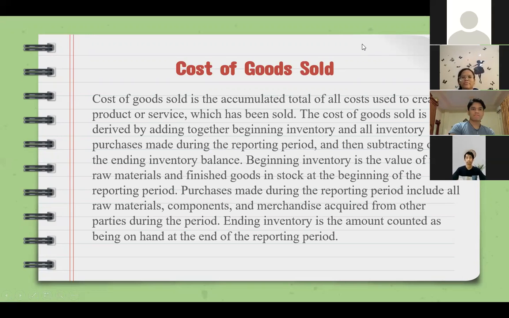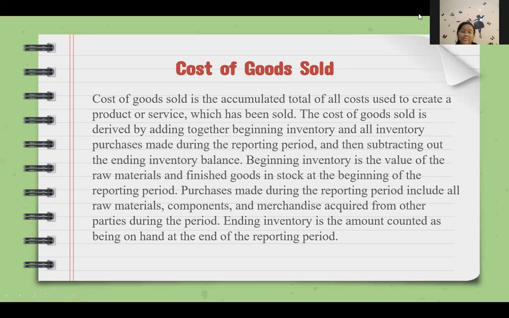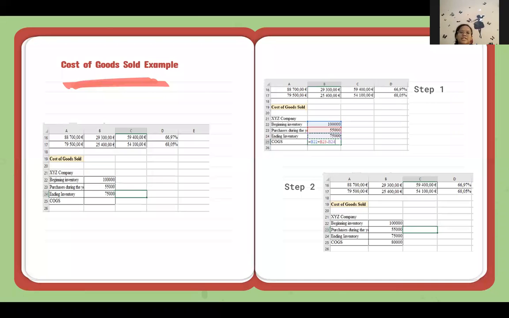But before that, we have to mention that the beginning inventory is the value of the raw materials and finished goods in stock at the beginning of the reporting period. Purchases are made during the reporting period, which include all raw materials, components, and merchandise, which are acquired from other parties during the period. And finally, the ending inventory is the amount counted as being on hand at the end of the reporting period. So now let's take a case.